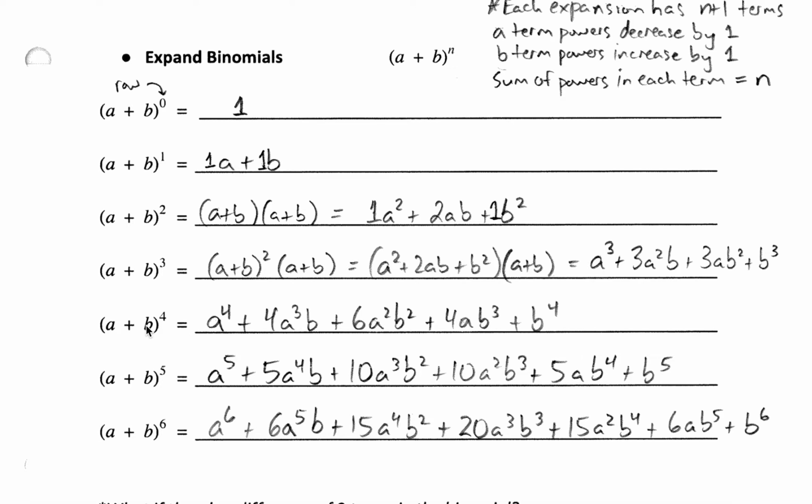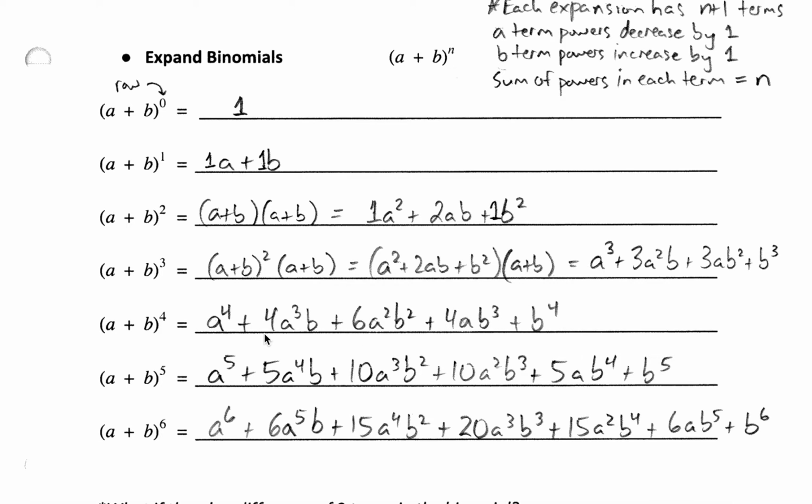The second term, or the b term, is going to start with an exponent of 0, so it's not included, and then it's going to go b to the first, b to the second, b to the third, and then b to the fourth. Make sure that we have one more term than our exponent is. Our exponent is 4, so we need 5 terms.